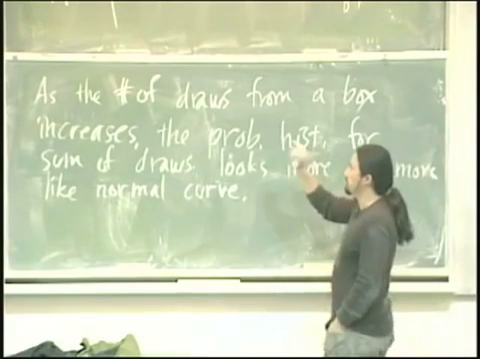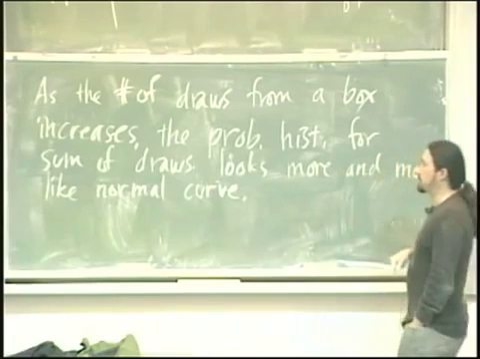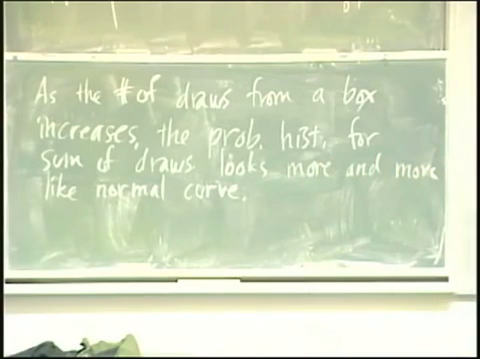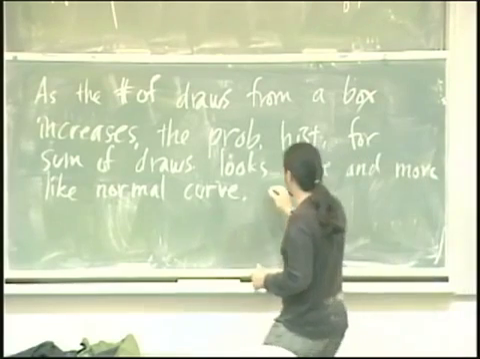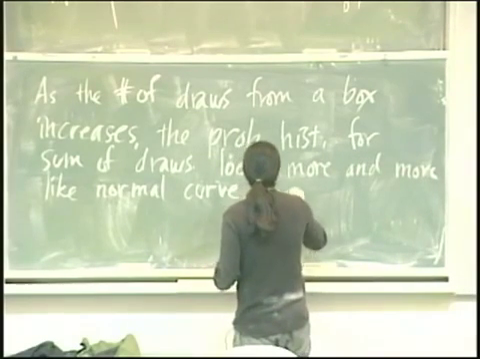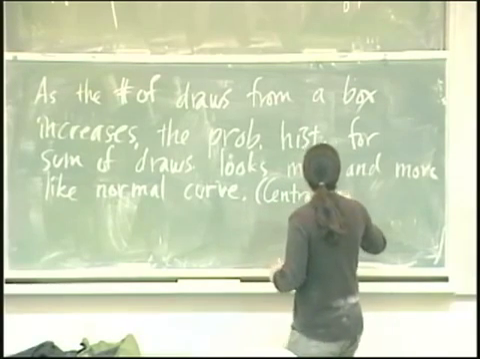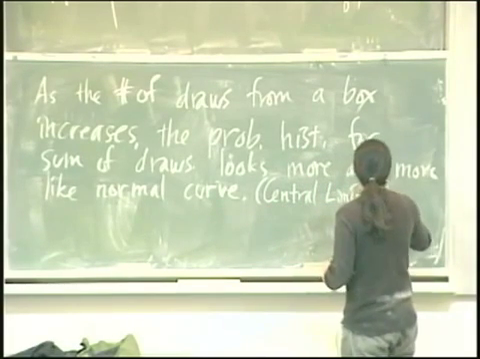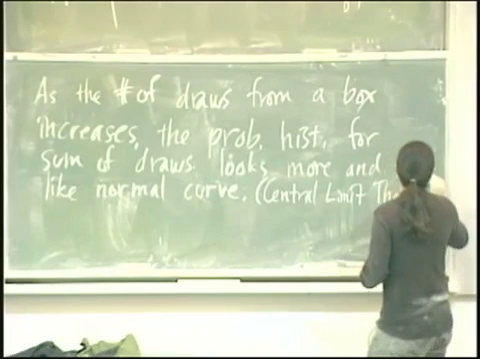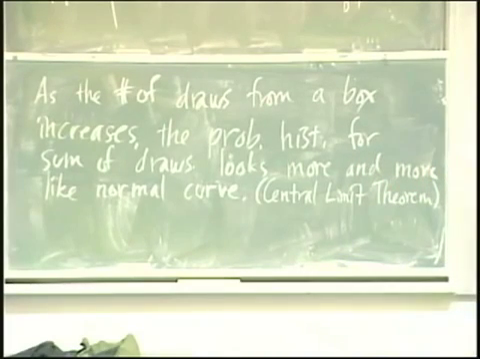If you have a large number of draws, the probability histogram for the sum of draws will end up looking like the normal curve. Doesn't matter what you start with, okay? So this is what's called the central limit theorem, which proves this. I don't usually quote theorems so much in here. This is sort of a biggie. I don't really care if you know the name of this.